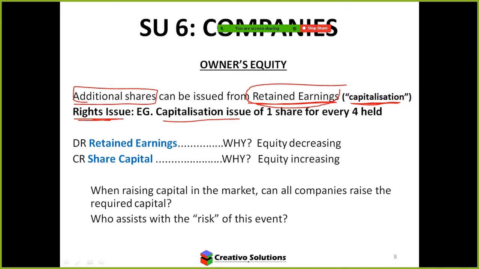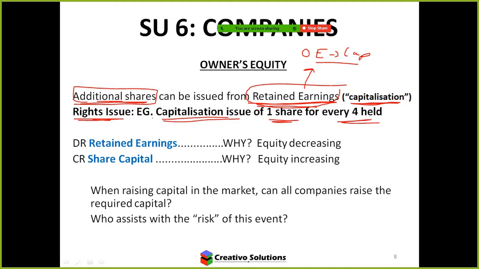So when I have retained earnings, what did we say retained earnings is? It's the profit that's still in the company. Okay, good. And what type of account is it? Capital? Yes, good. Owner's equity, capital. Right, so if you've got retained earnings and you're issuing additional shares, sometimes you can do that using this consideration. Capitalization issue, I'm going to give 1 share for every 4 held. Those are the type of questions you'll see where you have this rights issue.